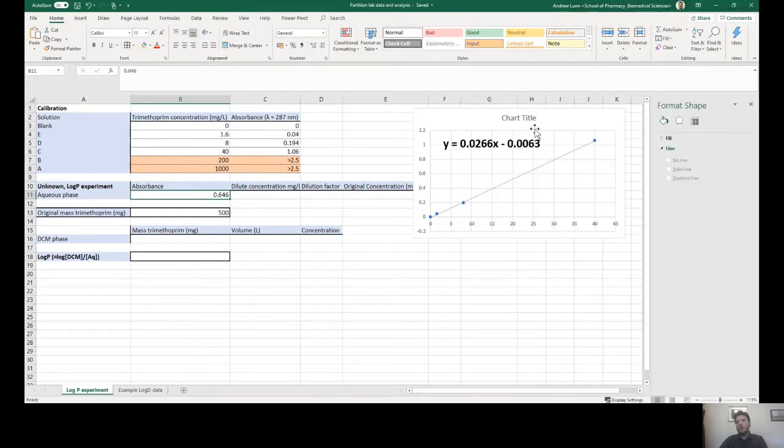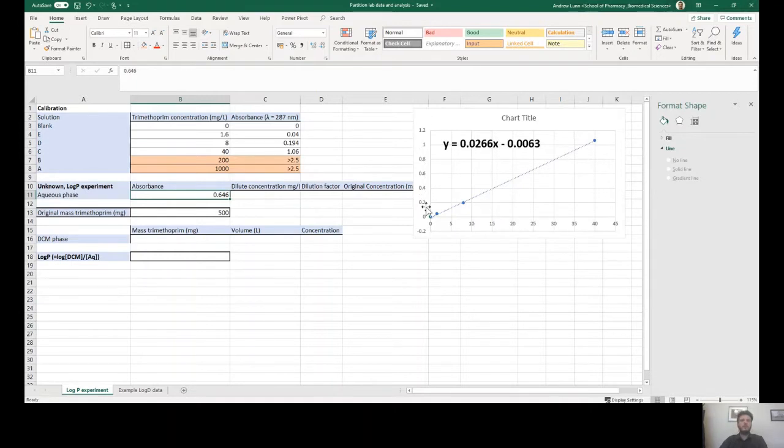We're going to ignore the intercept because the intercept should go through 0, and we can see that that's essentially negligible. So we're going to ignore that. And so the factor we need to times these numbers by is 0.0266. Now that's y equals 0.0266x.